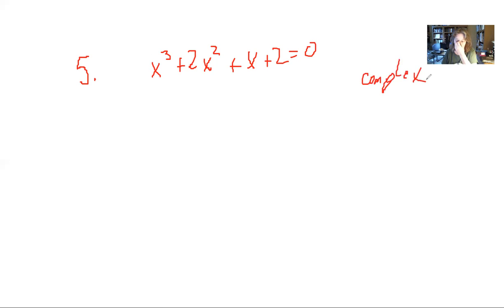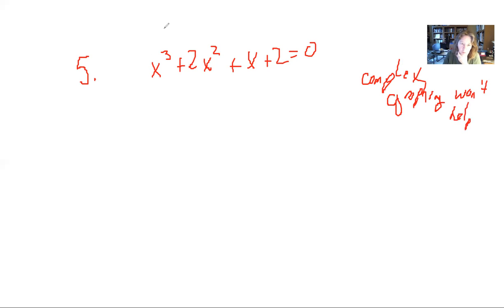Okay, 5 is pretty tricky. We have to find all the complex roots of x cubed plus 2x squared plus x plus 2 equals 0. Because it says complex, you know it's going to include imaginary numbers, so the graphing calculator is going to be fairly useless. So it means graphing won't help. If you want to put that on your note card, you can.